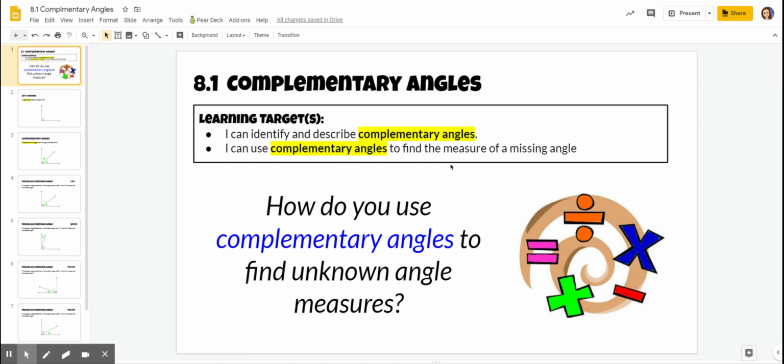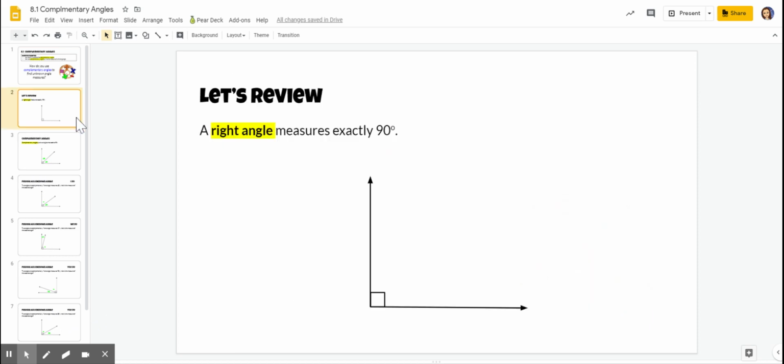As we work through today's lesson, the question that I want to keep coming back to, and that I want you to really be thinking about, is this question of how do you use complementary angles to find unknown angle measures? Before we dig into that, however, we need to do a quick review.